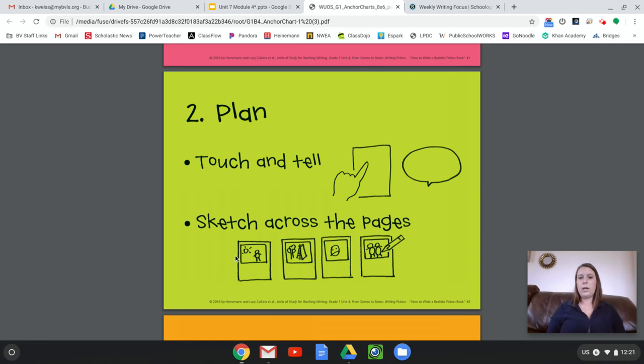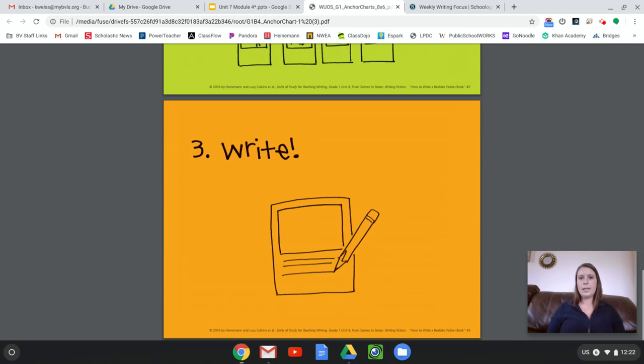Then you can do a quick sketch on each page. And remember, that's not coloring. It's not all the details in your picture. It's just something quick to remind you what you wanted to write on each page. And step number 3 is you start writing.